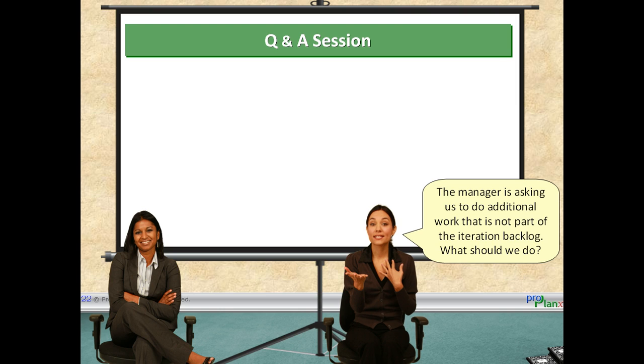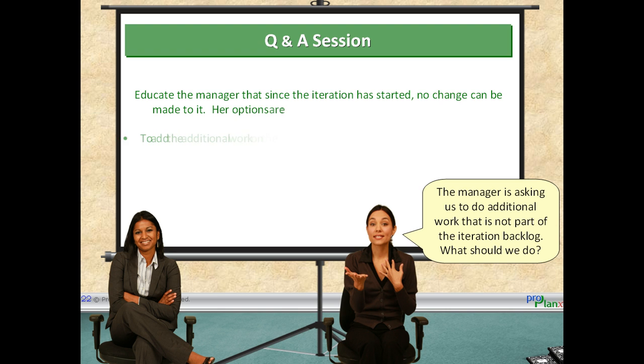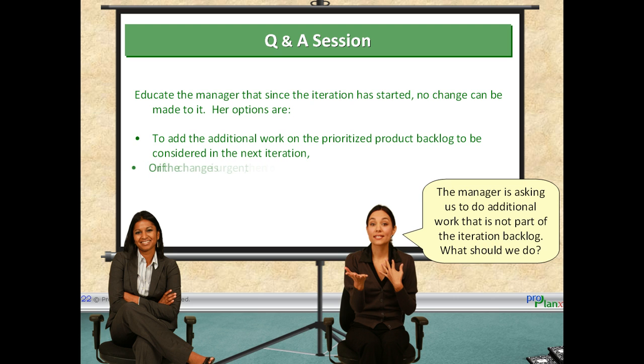The manager is asking us to do additional work that is not part of the iteration backlog. What should we do? Educate the manager that since the iteration has started, no change can be made to it. Her options are to add the additional work on the prioritized product backlog to be considered in the next iteration. Or if the change is urgent, then to cancel the current iteration and go back to planning.